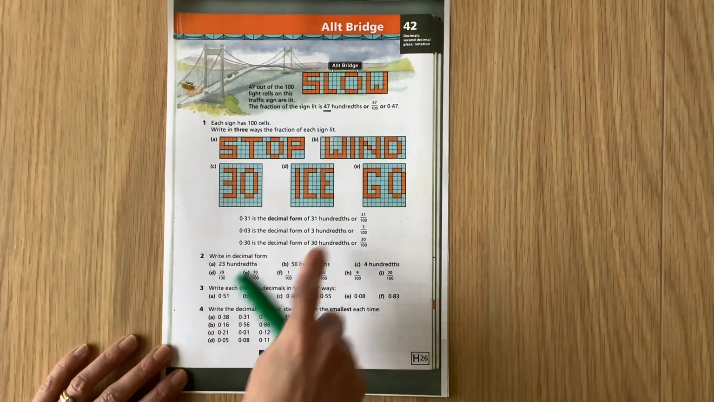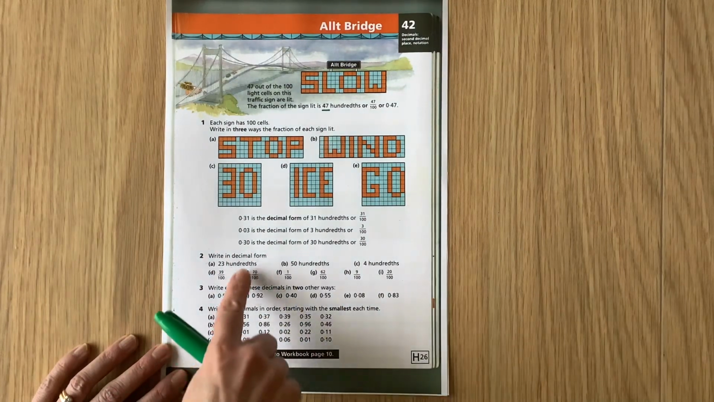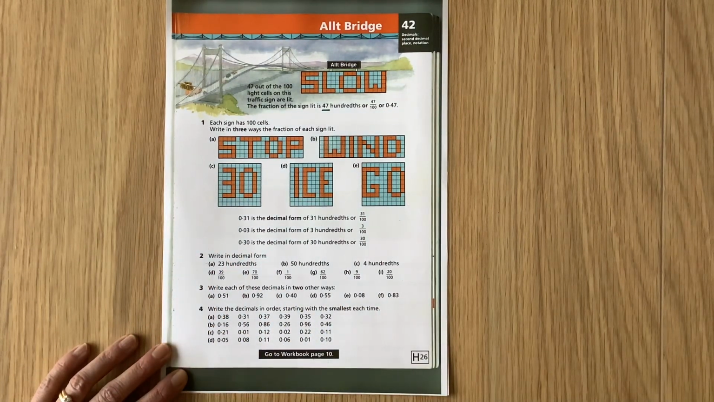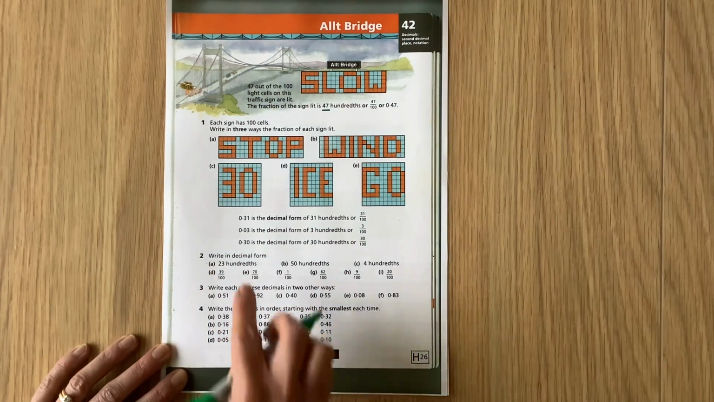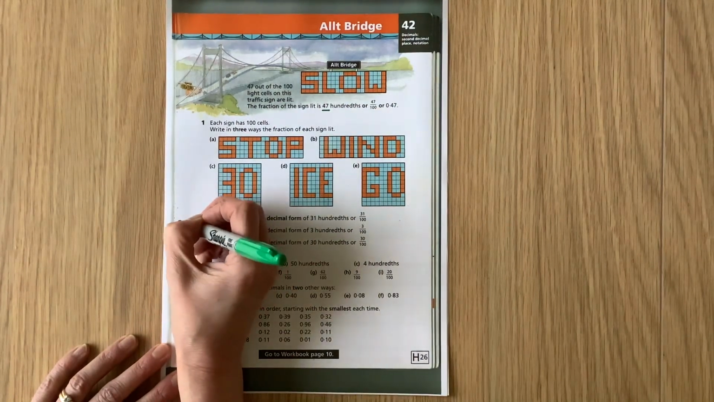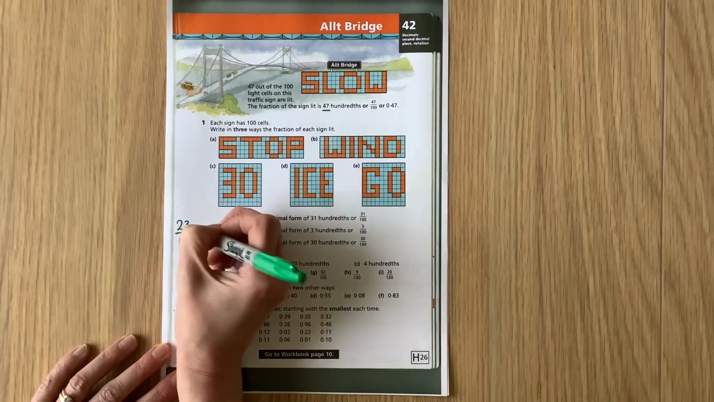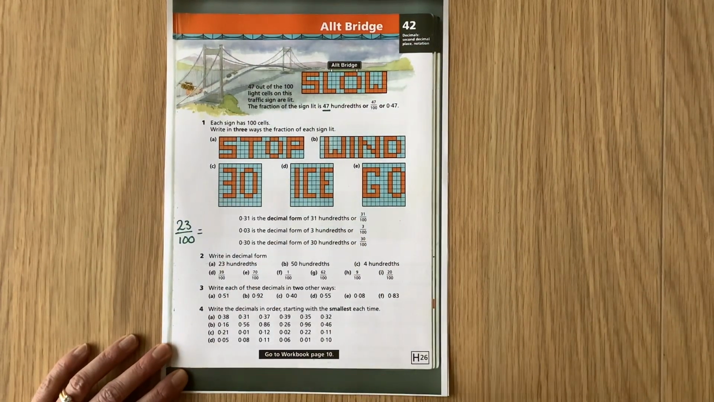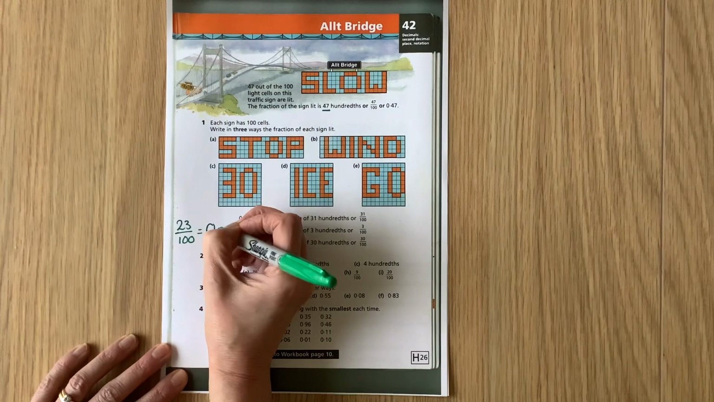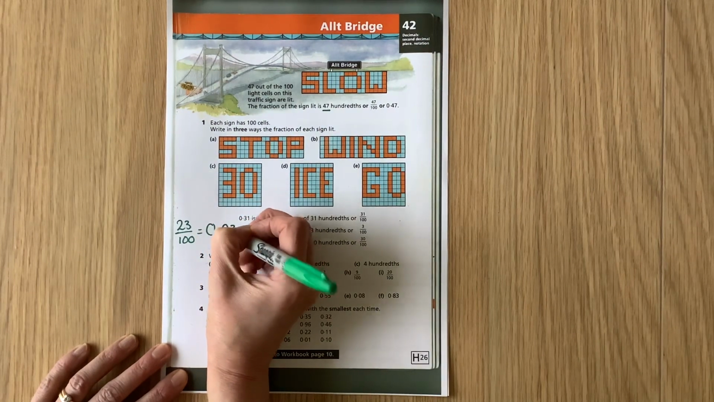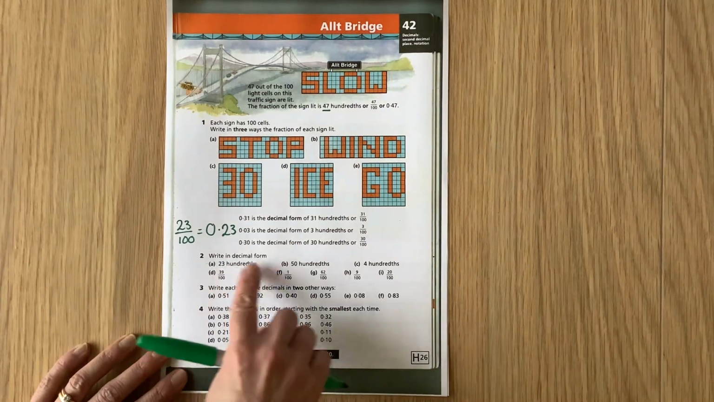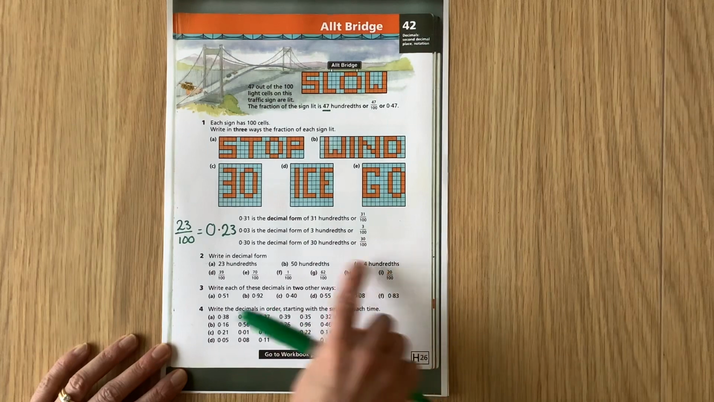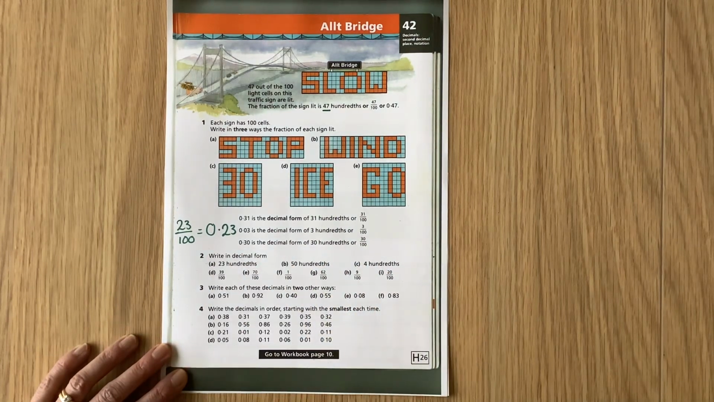In part 2, read through this bit of information and then you're going to write down each of these as a decimal. So if you've got 23 hundredths, well, let's think 23 hundredths. So 23 hundredths looks like that. What's that going to be as a decimal? Yep, it's going to be 0 point, and then the numerator goes after the decimal point, 0.23. So for each of these questions, have a go at writing them out as a decimal.